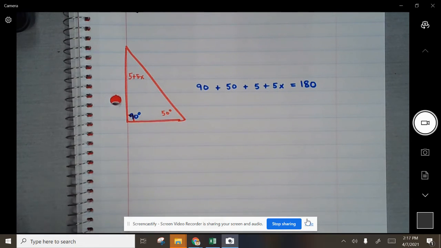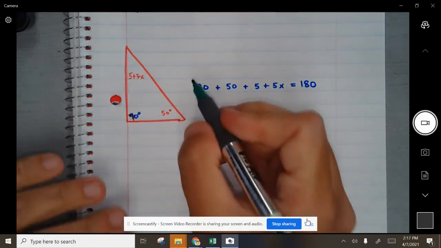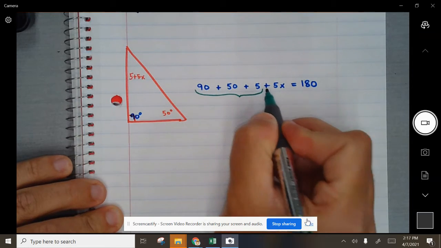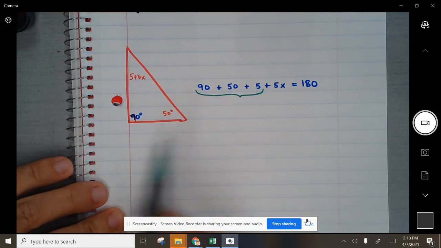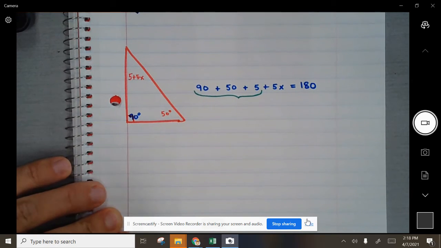Why don't you guys try and solve this? If you need a little help, a little push in the right direction, remember, these are all like terms. Why don't you go ahead and try to solve this one?